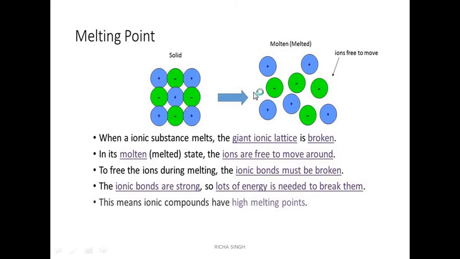Now the ions are free to move. Ions have lost that force of attraction which was between them, and now they are free to move. The ions are free during melting because the bond has been broken. And we just concluded that ionic compounds have high melting and boiling points.